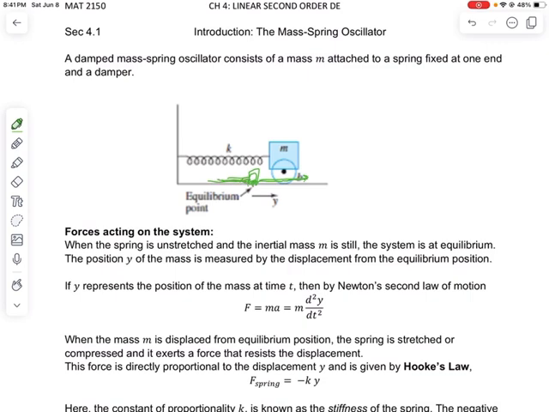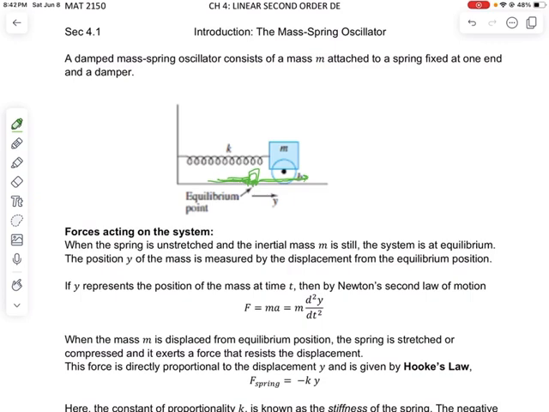Now when the mass starts moving, if we represent the position function at any time from the equilibrium point, we can use the second law of motion, F is equal to ma, where a is the acceleration, and if you recall, it is the second derivative of the position function. So we have m d2y by dt2.